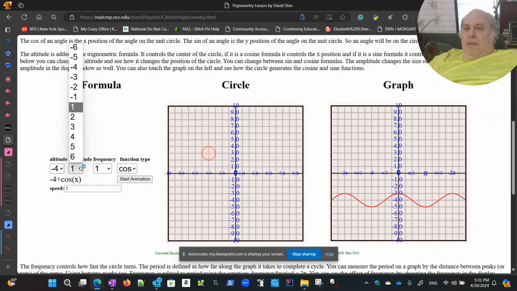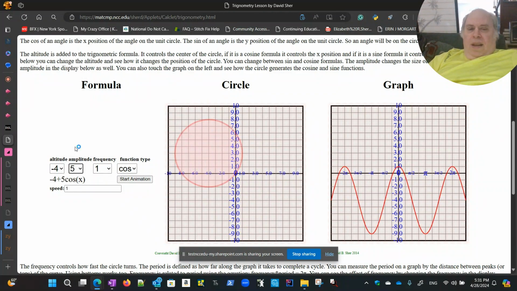Now, the amplitude controls how big the circle is. So if I make the circle size 5, now we're still going a cosine curve up and down around -4, but now it's going up 5 to 1 and down 5 to -9. So it's going up and down around this curve.